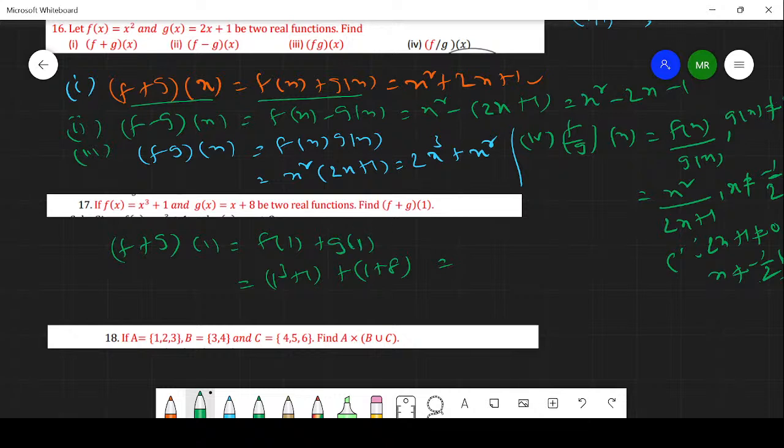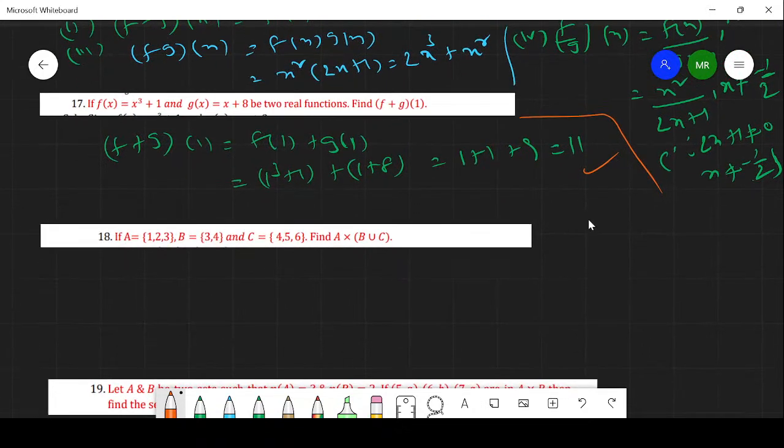We need not find f of x plus g of x by replacing first. Some people will do f of x plus g of x, then next they will replace 1. But I can do it like this. You can see now 1 cube plus 1, 1 plus 1 plus 9, the answer will be 11. You will get 11, the answer is 11, right? I hope you understood this. f plus g of 1, f of 1 plus g of 1, substitute the values, it gives 11.